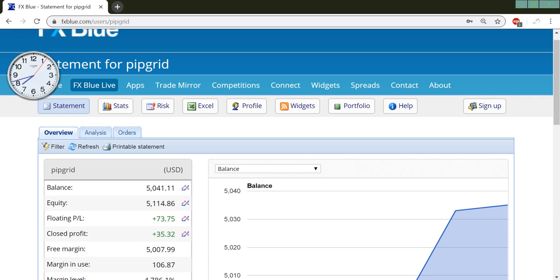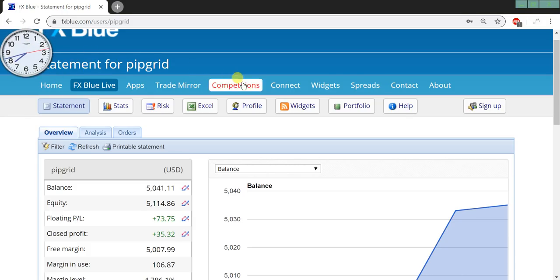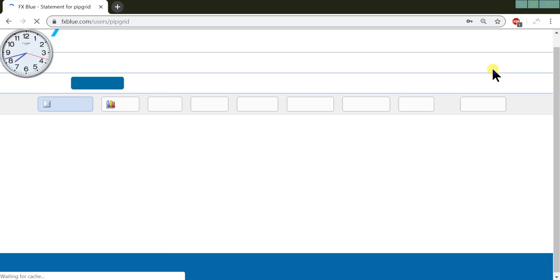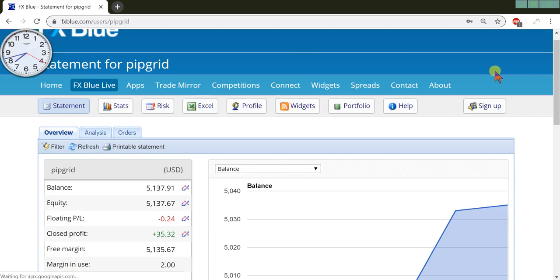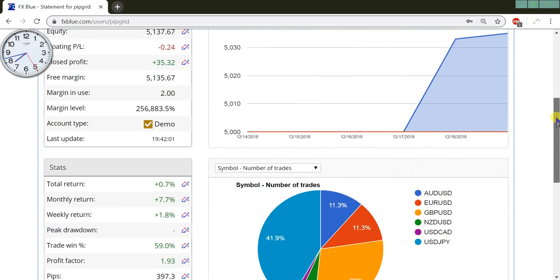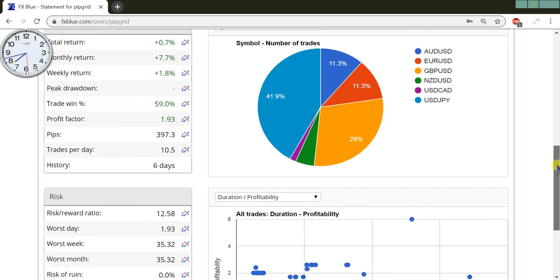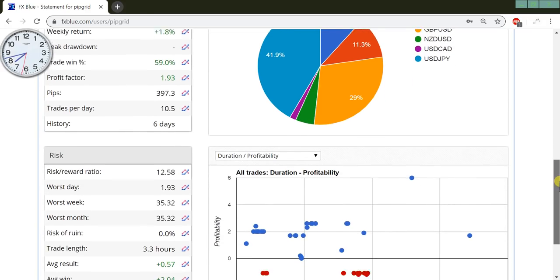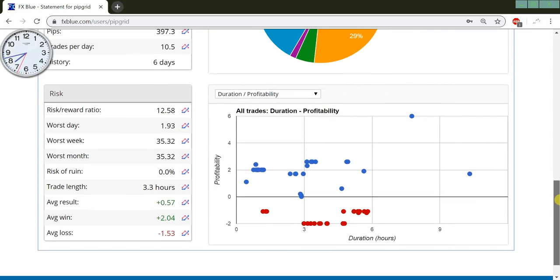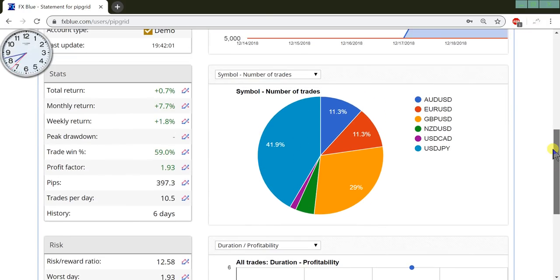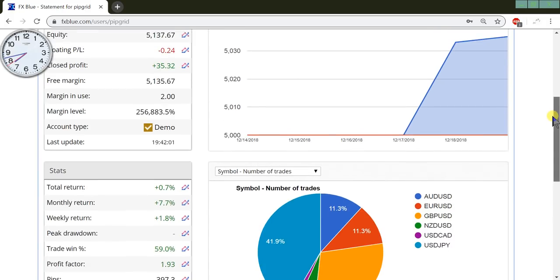Now let's go to FX Blue and just see what the story is here. We cashed out of something, so we went flat. And we just picked up some more stuff. So my win rate's still only 60%. We've done, how many trades is that? Trades per day. It's a lot of trades.